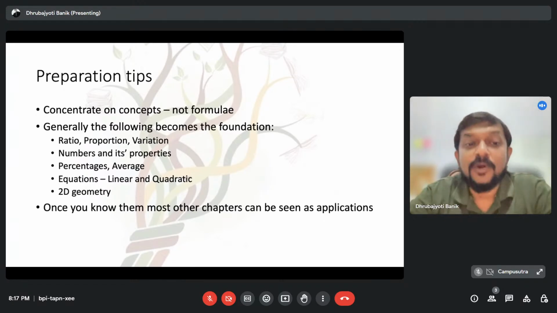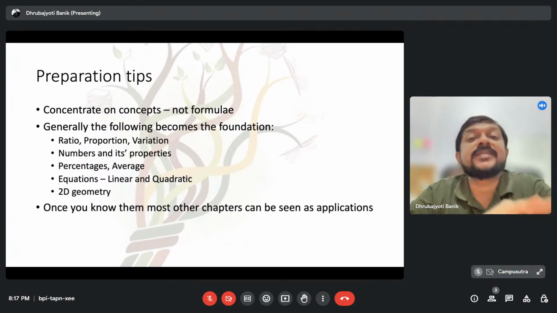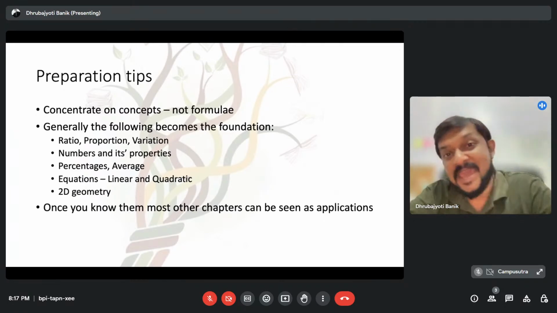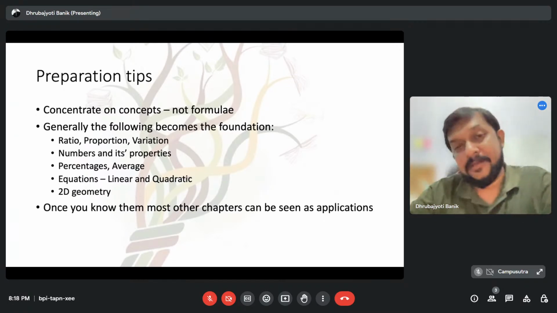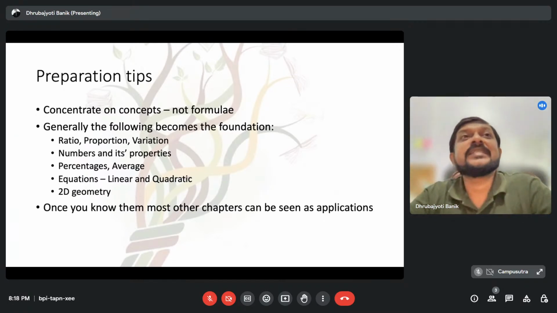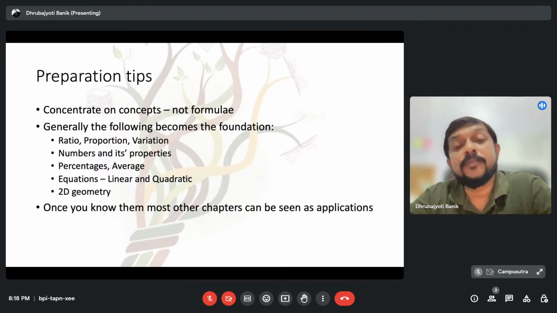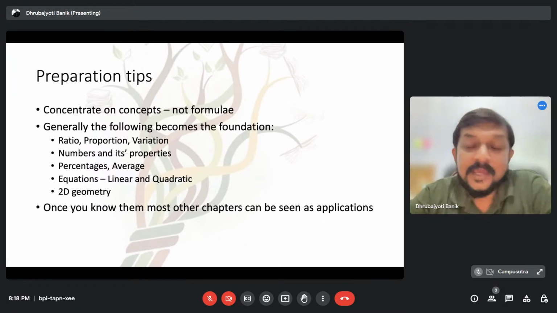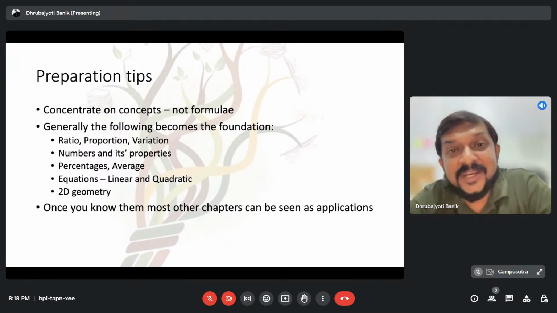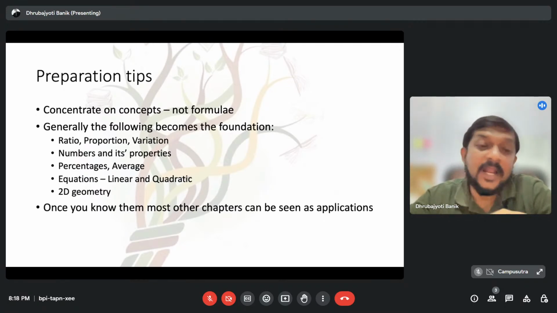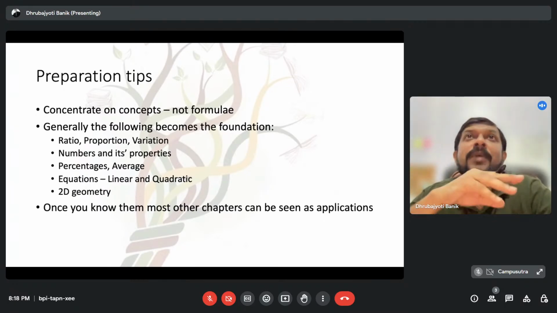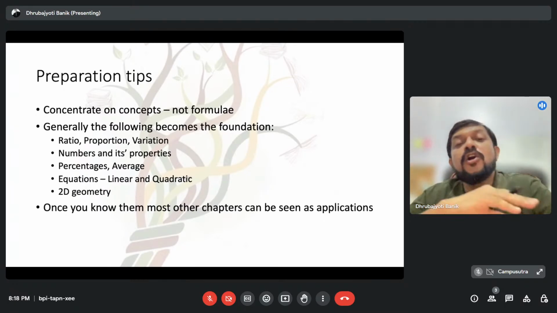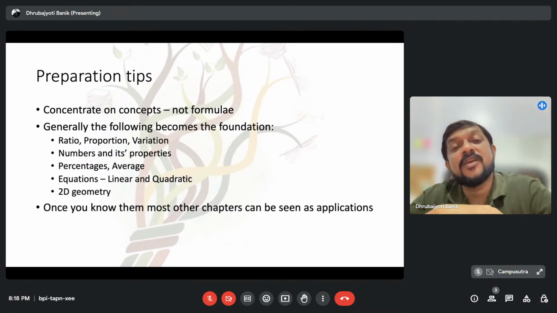मैं ये बोल रहा हूँ कि अगर आपके इन चैप्टर्स के कॉन्सेप्ट्स ठीक नहीं हैं तो आप बाकी चैप्टर्स में भी अच्छे नहीं कर पाएंगे. Now what do I mean by that is, अगर आपके रेशियो प्रोपोर्शन वेरिएशन के कॉन्सेप्ट ठीक नहीं हैं तो आप टाइम स्पीड डिस्टेंस में अच्छे नहीं हो सकते. अगर आपके परसेंटेजेस या एवरेजेस के कॉन्सेप्ट ठीक नहीं हैं तो आप प्रॉफिट एंड लॉस या मिक्सचर एलिगेशंस के क्वेश्चंस में भी अच्छे नहीं कर सकते.